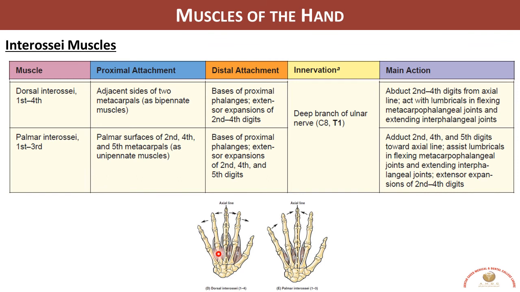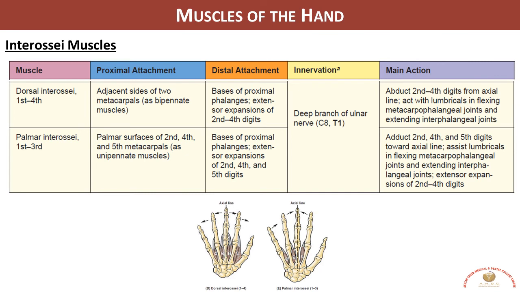The nerve supply is the deep branch of the ulnar nerve, and the main action of the dorsal interossei is that it abducts second, third, fourth digits from the axial line and acts with lumbricals in flexing metacarpophalangeal joints and extending interphalangeal joints. Then the palmar interossei. Palmar interossei, you can see here, are coming from the second, fourth, and fifth metacarpal.